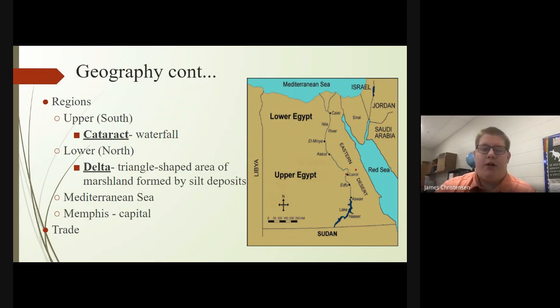And in the lower part of Egypt, in the north, they had what was known as the Nile River Delta. This is a triangle-shaped area of marshland formed by silt deposits. It's this triangle right here up in this map. Now, again, the Mediterranean Sea also provided for a lot of sea trade, and the capital of ancient Egypt was the city of Memphis, which I surprisingly do not see marked on this map.